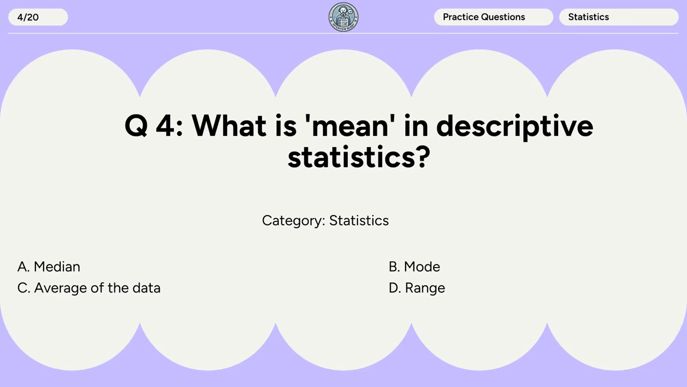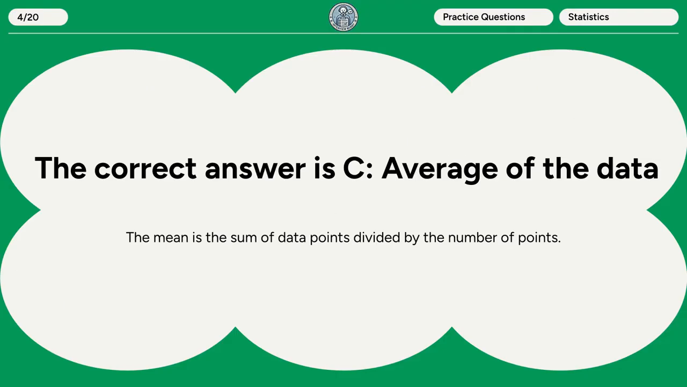Question 4. What is mean in descriptive statistics? A. Median. B. Mode. C. Average of the data. D. Range. The correct answer is C. Average of the data. The mean is the sum of data points divided by the number of points.